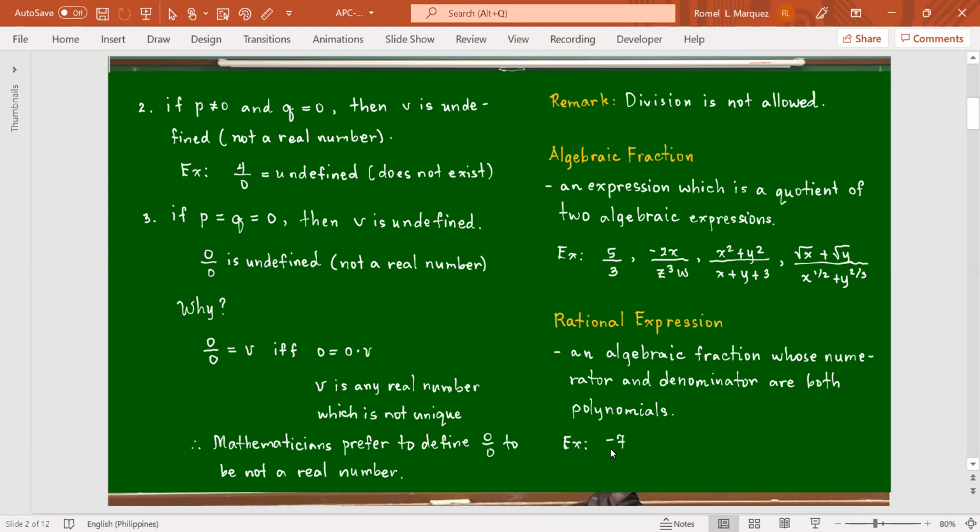Let's say I have -7 over -8, or for example mn over 5m squared n cubed, a squared plus 2b plus 3 all over a minus b. Okay, so these are examples of rational expressions. Notice that the numerator in each is a polynomial, and the denominator in each of these given fractions is a polynomial also. Okay? Get it, guys?